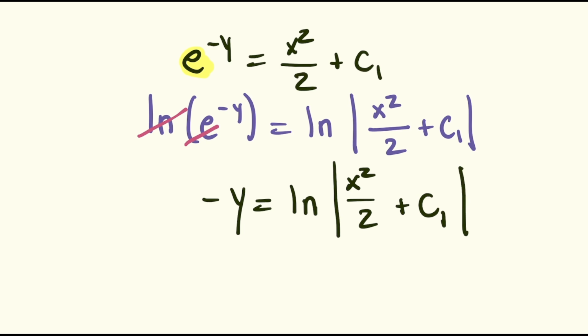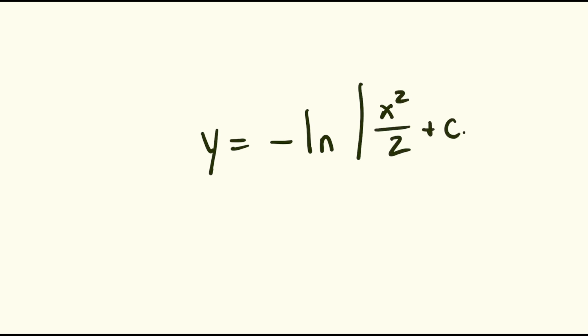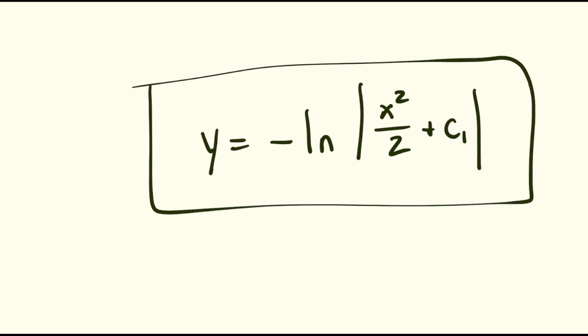One last thing, move our negative sign over to the other side. And we end up with y is equal to negative natural log, absolute value, of x squared over 2 plus c1. And there is our solution for our differential equation. Thanks for listening.